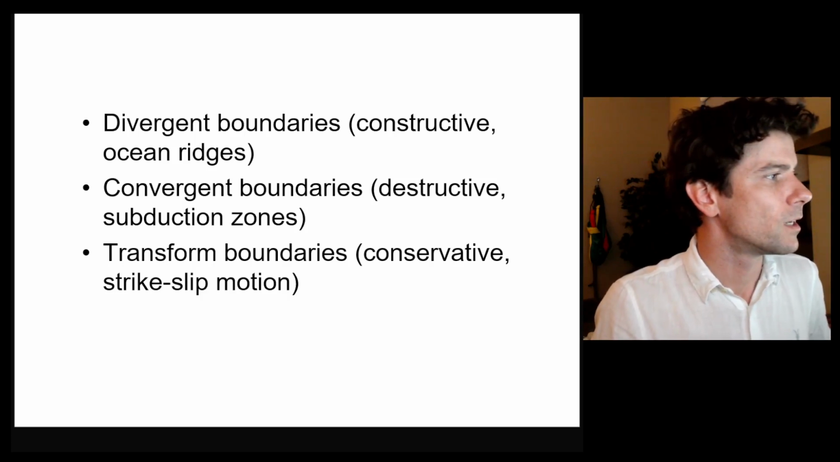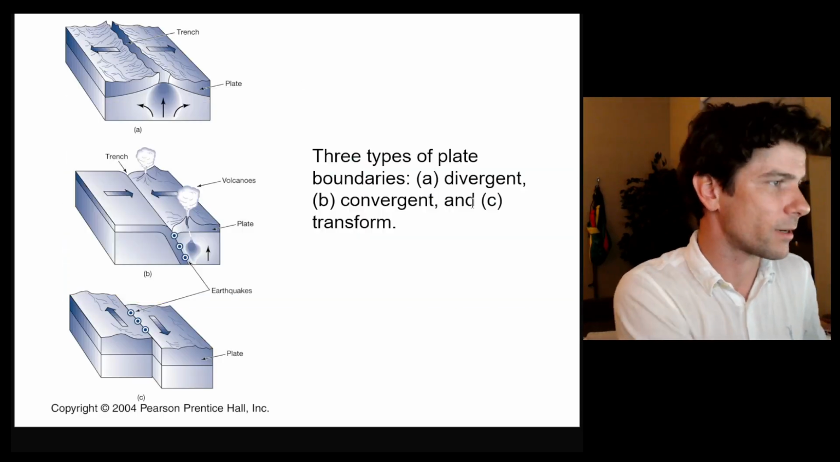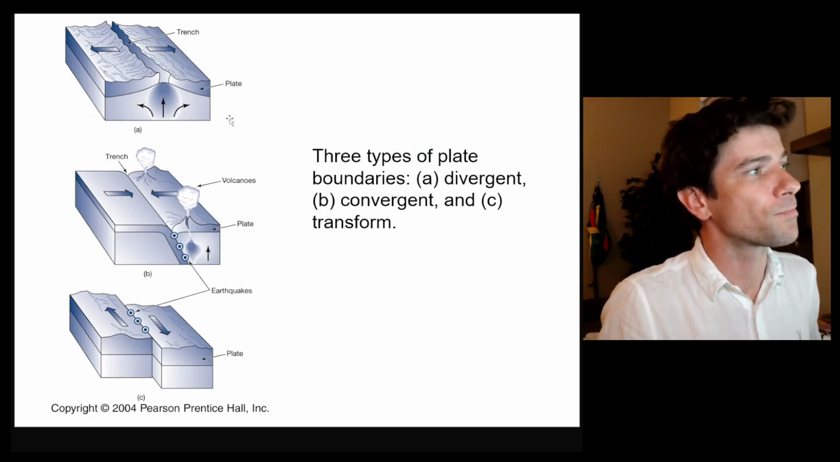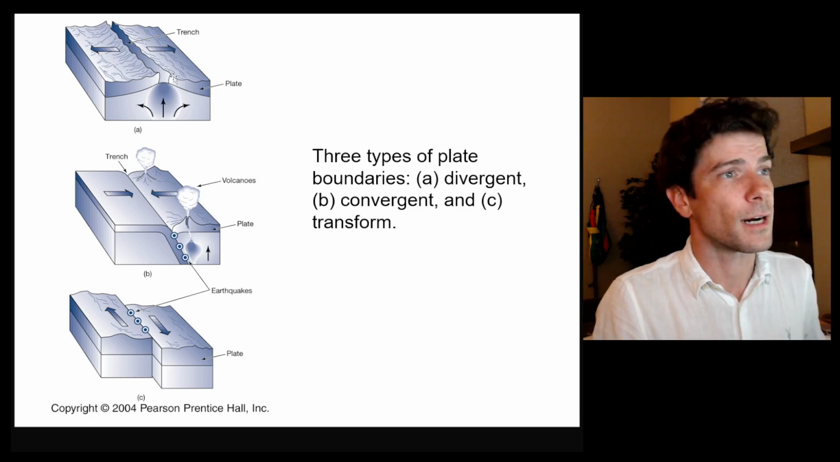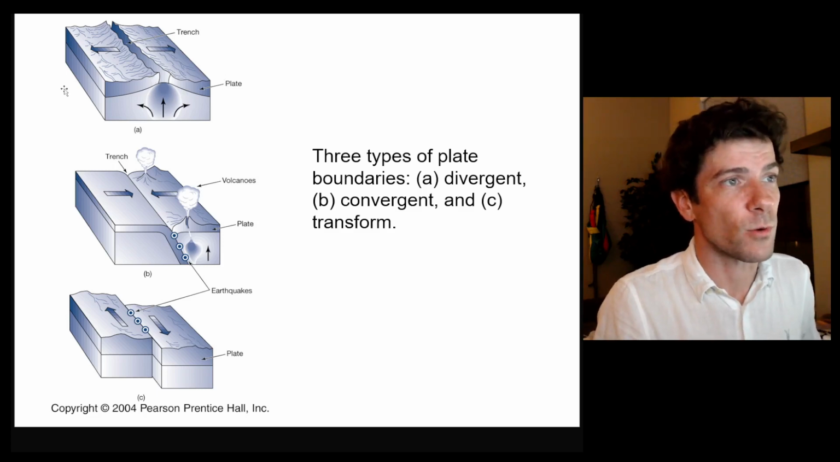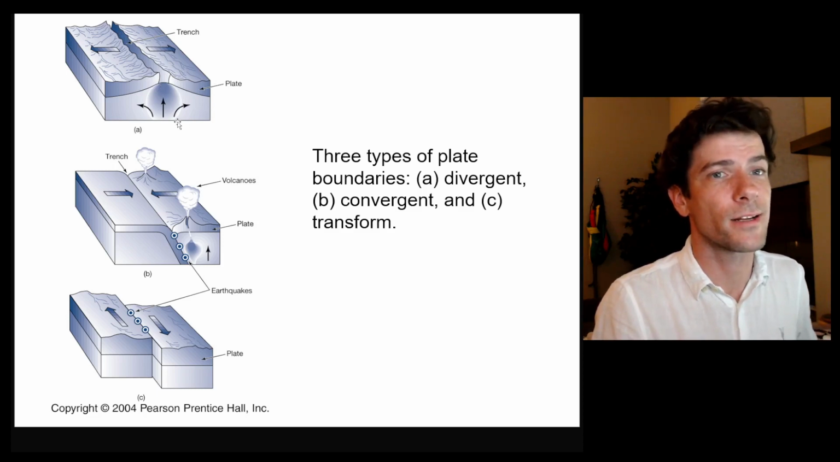So we can look at these in a bit more detail. The top block is a divergent plate boundary. The two oceanic plates are moving away from one another. A mid-ocean ridge exists and new crust is being created.